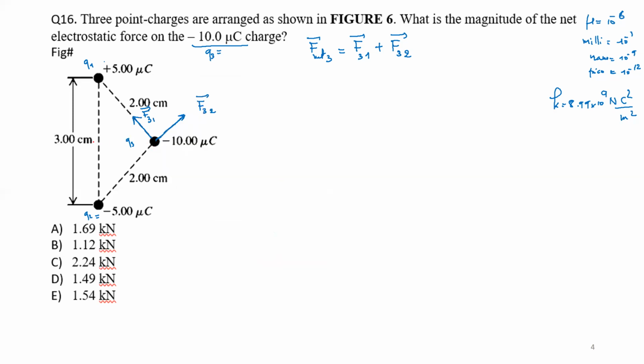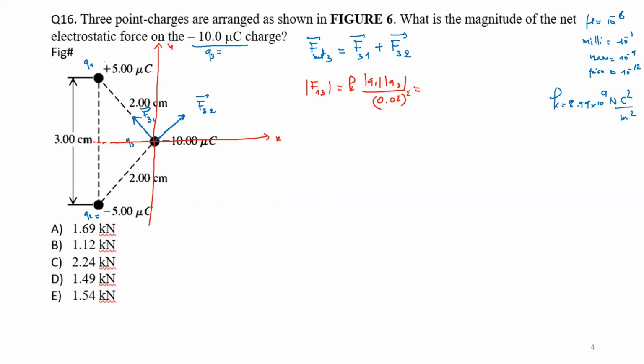First, I will choose my axes carefully. This is my x-axis here, and this is my y-axis. Q3 is at the origin. Now, what is the magnitude of F13? I'm talking in magnitude. The magnitude will be K, absolute value of Q1, absolute value of Q3, divided by the distance squared. The distance here is given as 2 centimeters, so let me put 0.02 meters squared.